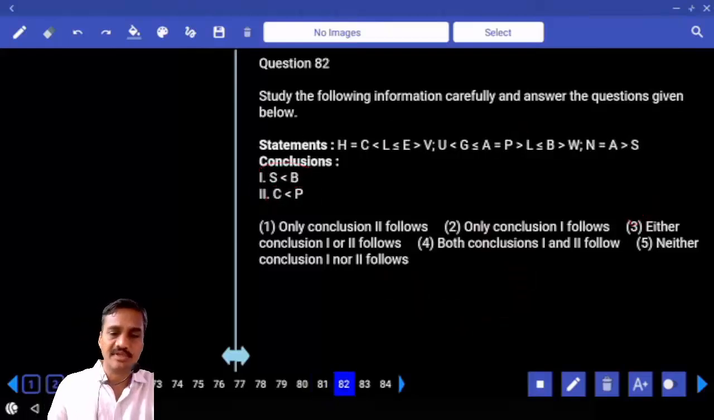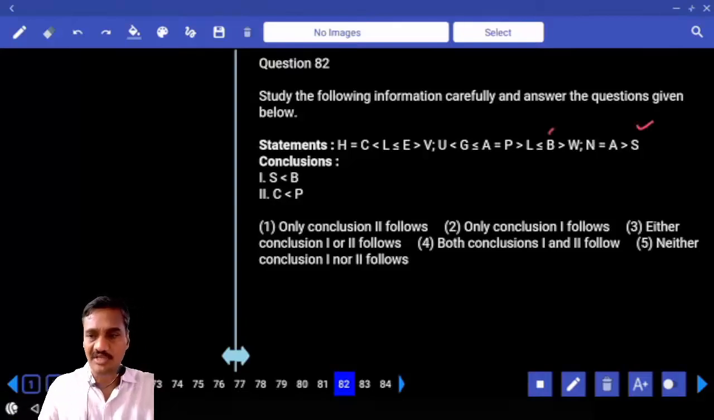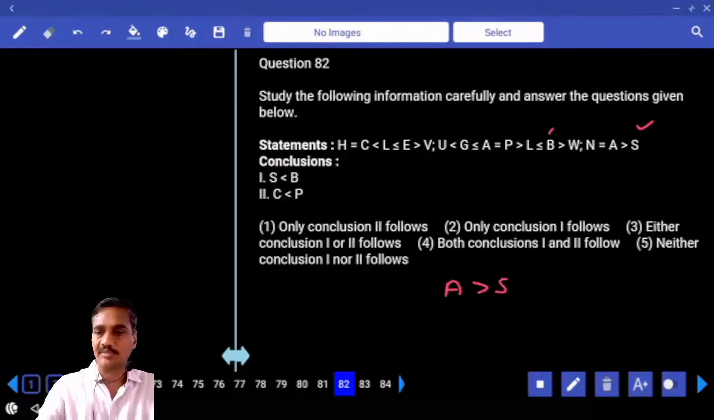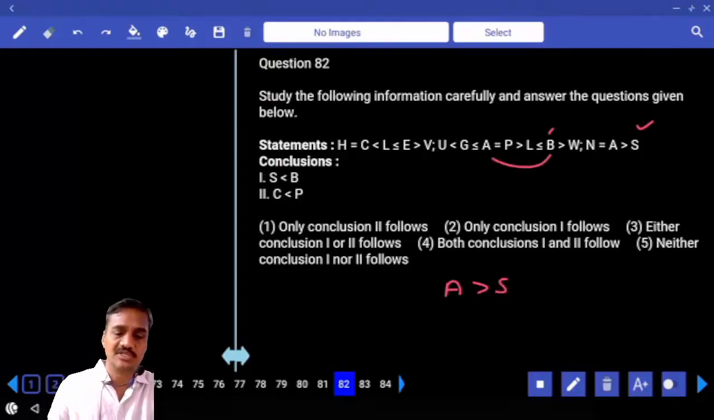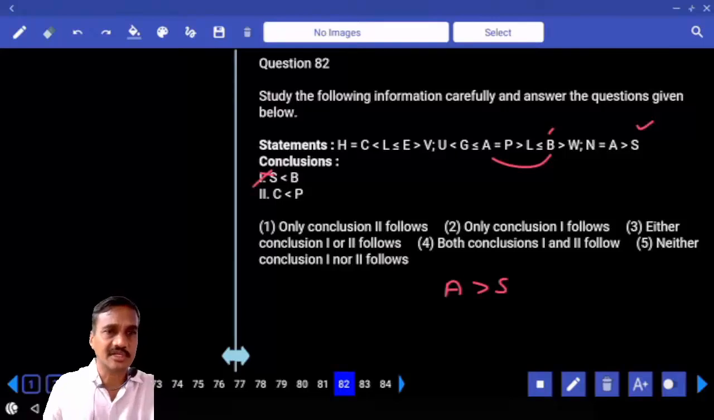Then 82. S and B. Now S is here and B is here. Which element is common here? A is common. A greater than S. And between A and B, two opposite symbols. Hence no relation can be drawn between S and B.